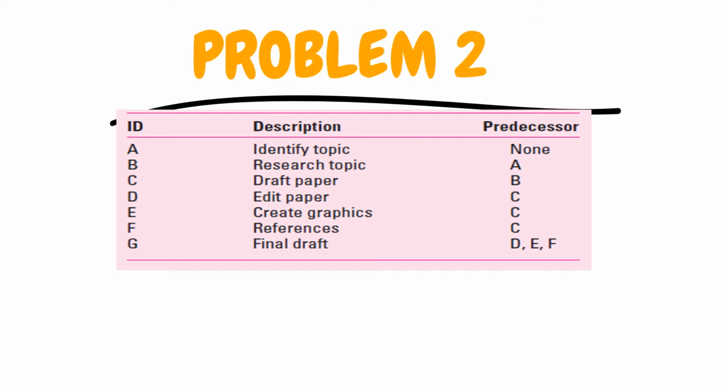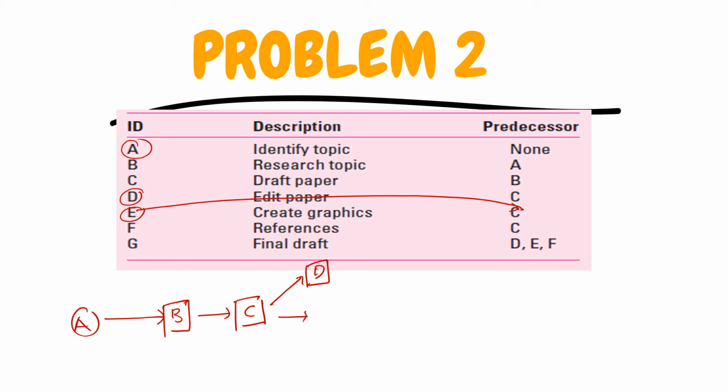If we have to draw the network, we could see the very first activity here is activity A, and activity B depends on completion of activity A. Activity C depends on completion of activity B. And then we look at activity D, which depends on activity C. Activity E also depends on activity C, and activity F also depends on activity C, and the last activity is activity G, which is reliant on completion of D, E, and F. So that is the last activity.